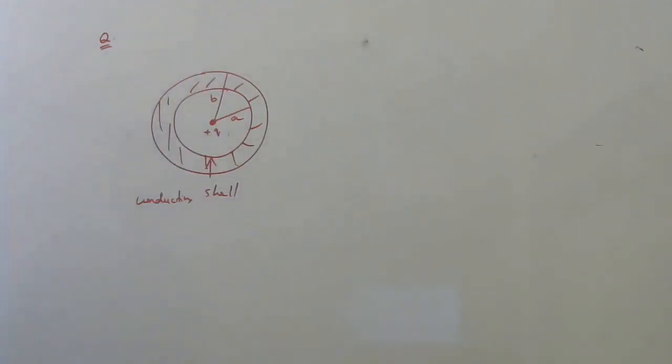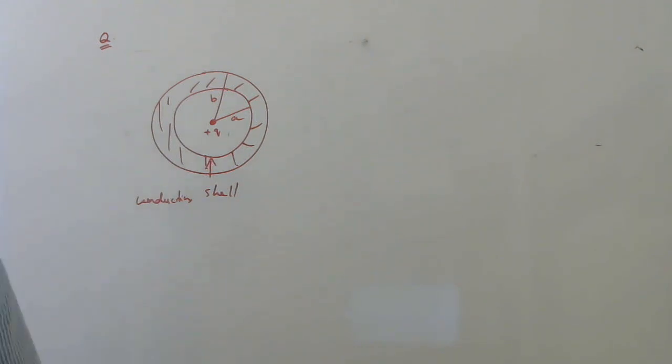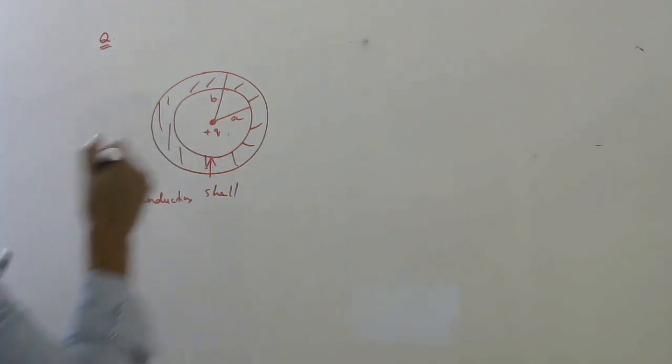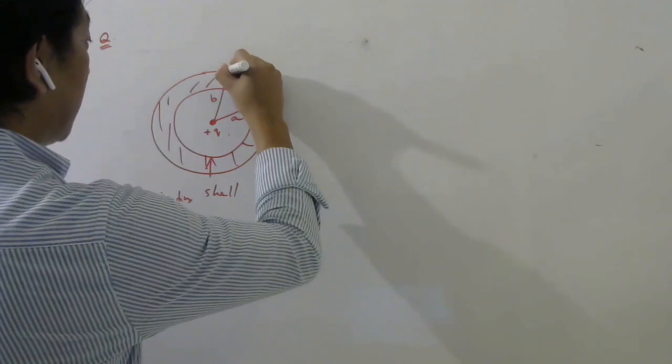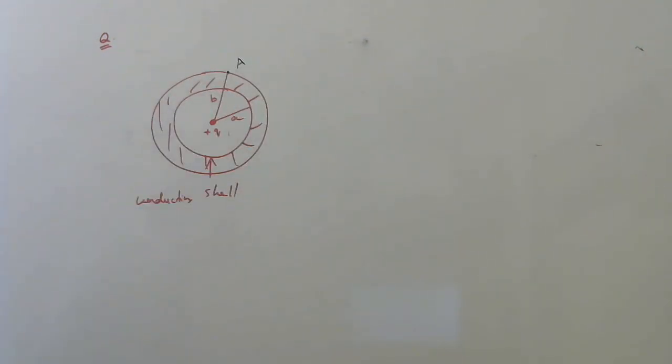This is conductor. And this is neutral. No charge is given to this. Okay, so suppose I want potential at some point, let us say here. I will show for this, for other points you try. So what is the potential here, suppose I ask?